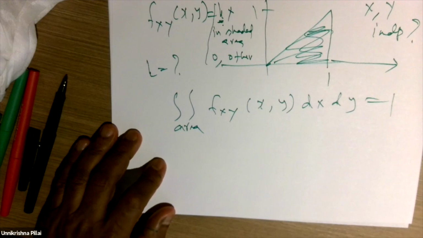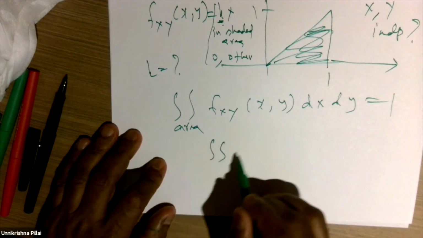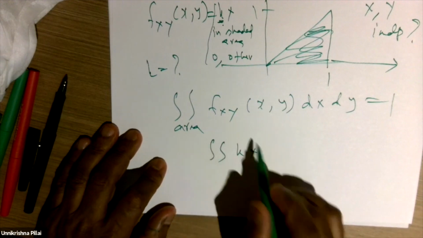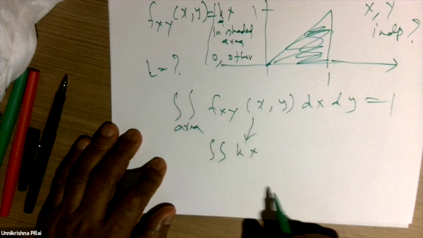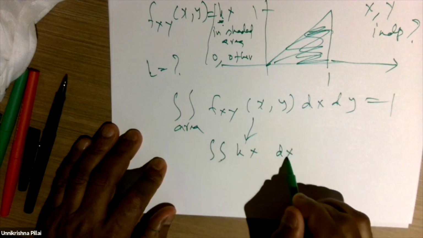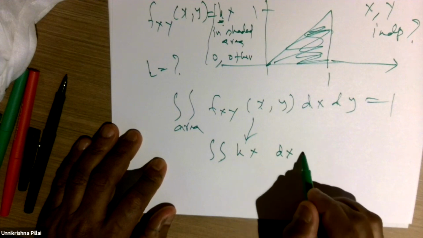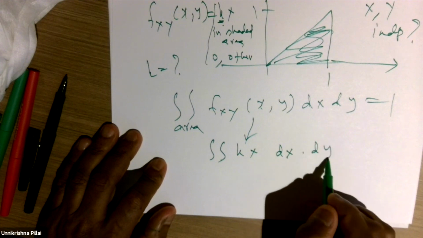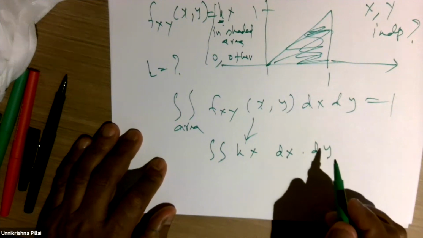How do you integrate it over the region? The function is given to be kx. So what are the limits on x and y? Let's say I'm going to integrate x first, then y. What will be the limits on x? 0 to 1? All right, so look at the problem.